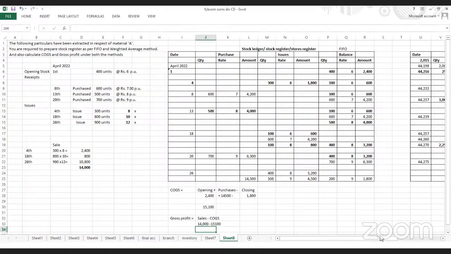We are getting a loss here. It's quite possible. Wait, I think here I missed a 0. 800 into 10 is 80,000. So sales is 21,200. Just make a correction.